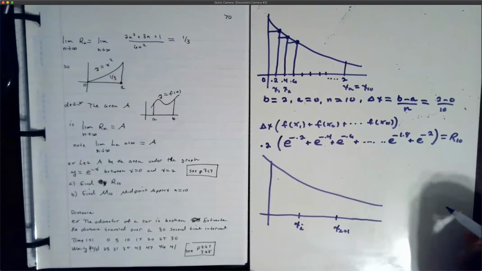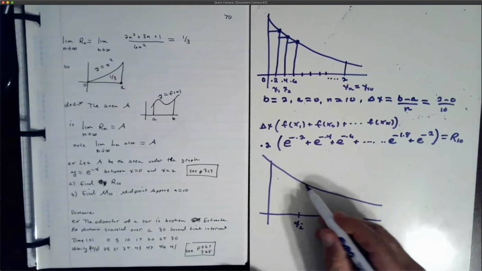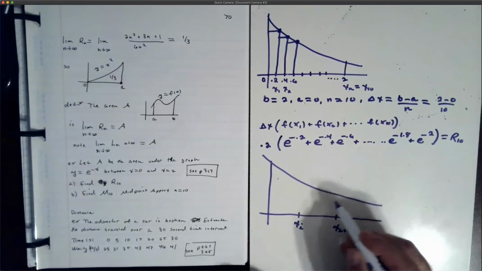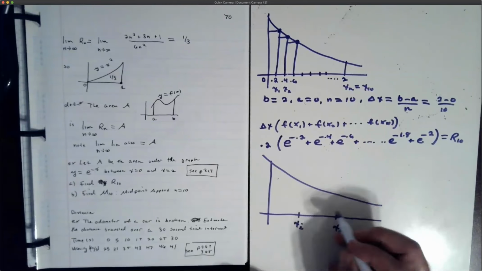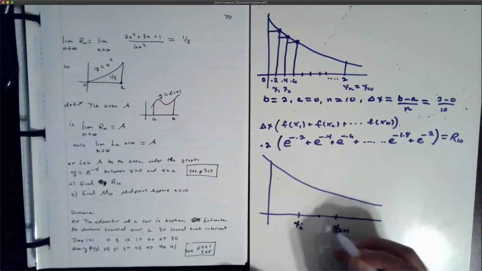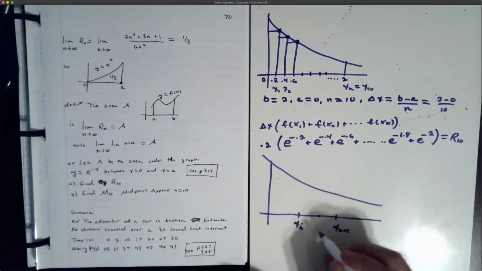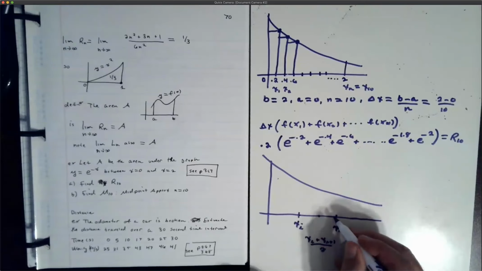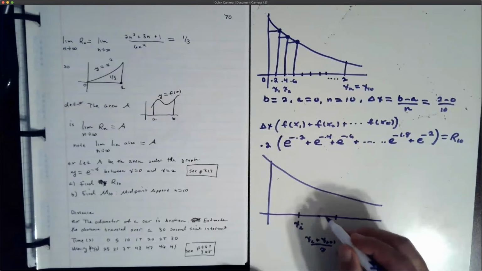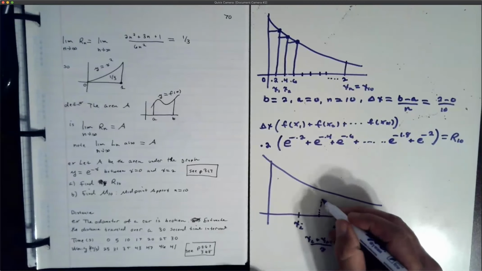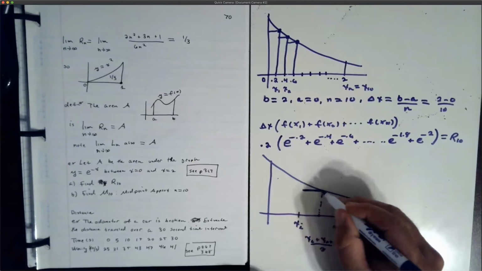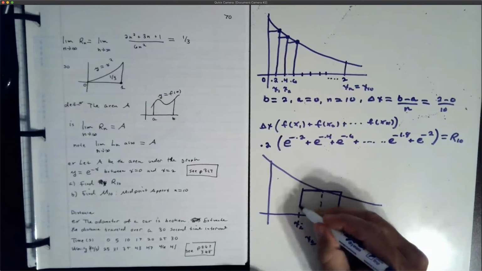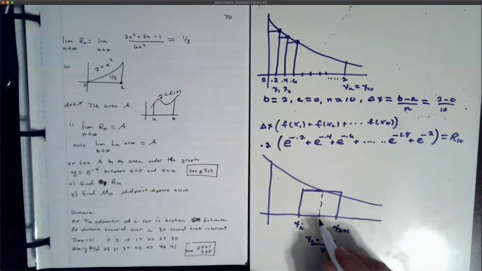Instead of using the left or the right to determine the height, we can use the midpoint. So this midpoint right here would be xi plus xi plus 1 over 2. It would be the average of the left and the right x values. So we would form the height of the rectangle by plugging in the midpoint of the subinterval.